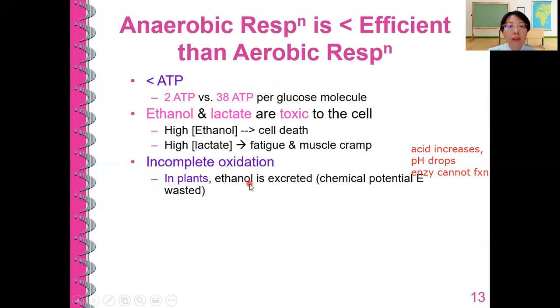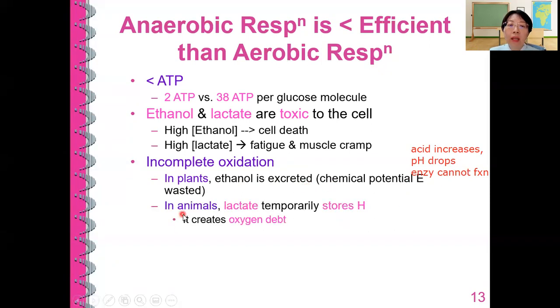So in plants, ethanol is actually excreted because it's toxic. So with a molecule that is having energy and the plant excretes it, it is a waste, isn't it? Because the energy is not being harnessed and used by the cell. So it's a wastage of the chemical potential energy. In animals, we don't waste it, because animals are higher, more complex. They have some internal design to reuse it back. Recycling of waste, okay?